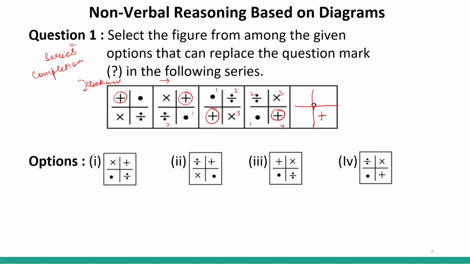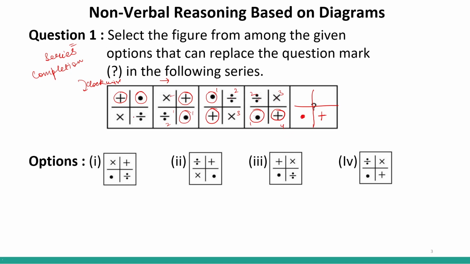Now let us look at some other element. So this one also moved 1 position. Then it moved 1 and 2, 2 positions. Then it moved 1, 2 and 3, 3 positions. So now it will move 4 positions. So 4 positions will be 1, 2, 3, 4, back to its original position.